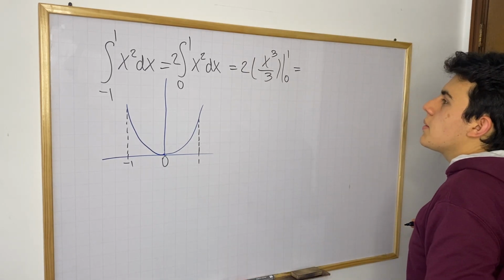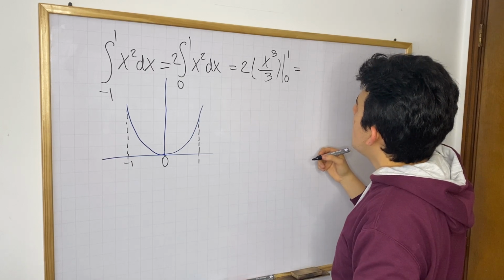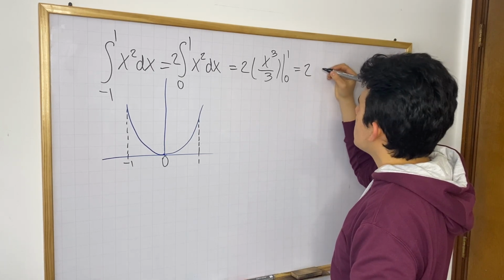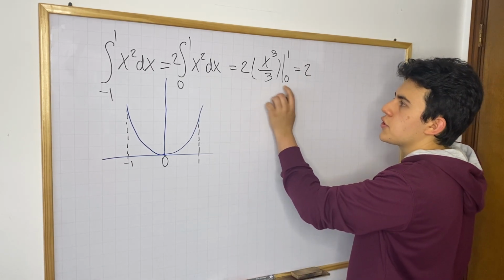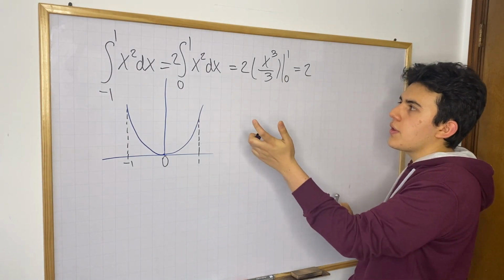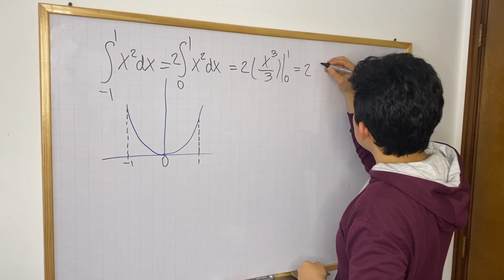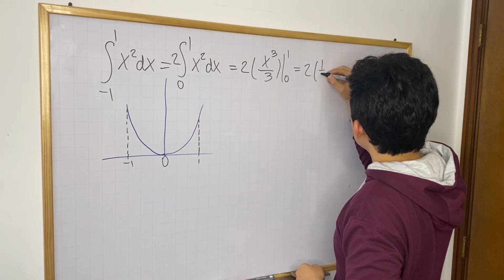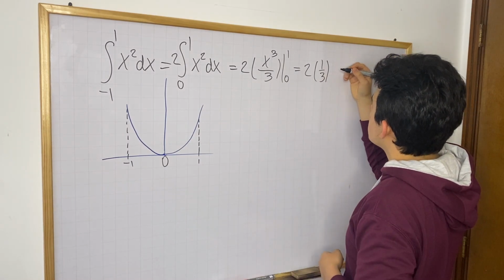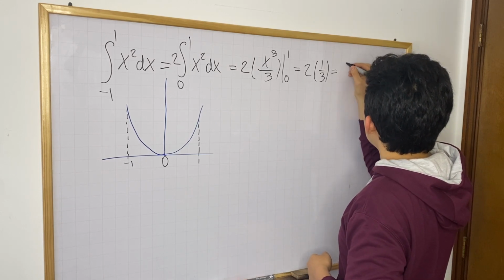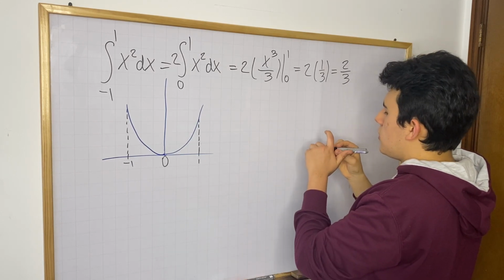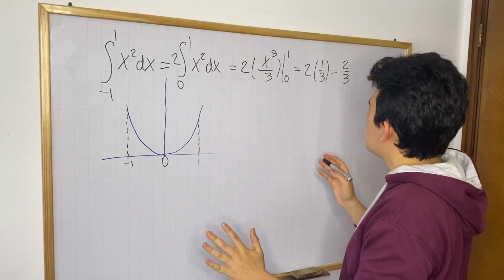So now this is going to be 2 times, when we evaluate this function at 0, we're going to subtract nothing. So we don't have to subtract anything. And this is just going to be 2 times 1/3, okay? Because 1 cubed is going to be 1. So we just have 2/3, okay? So this is the final result. It's pretty easy to compute.